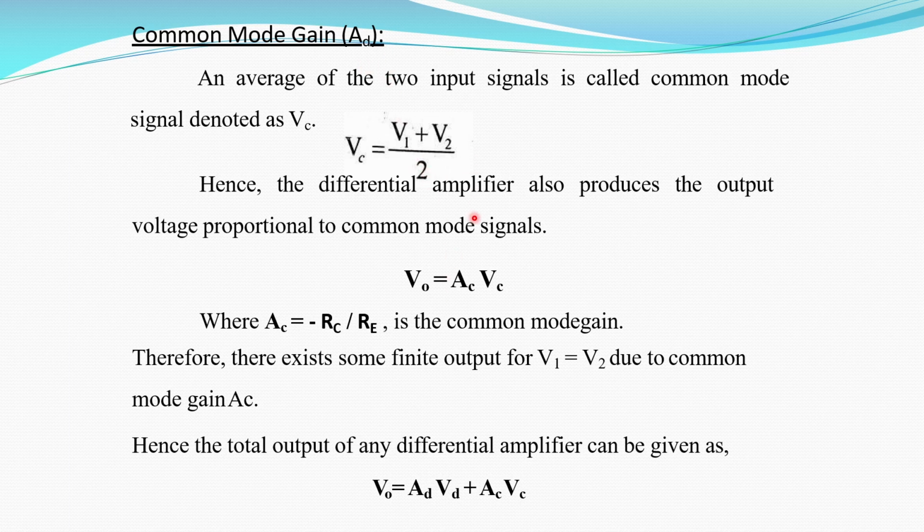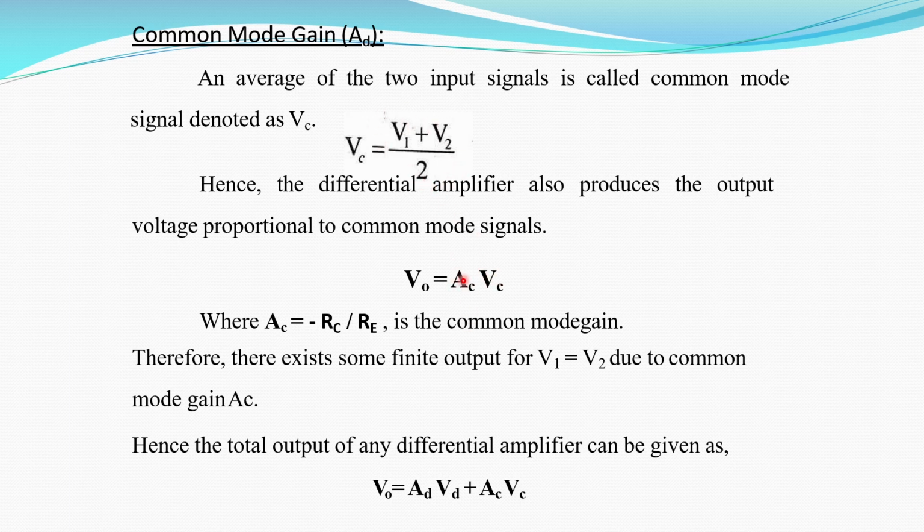In the same way, we calculate V naught for common mode signals. Hence the differential amplifier produces an output voltage proportional to the common mode signal. It is denoted as V naught equal to AC into VC. VC is nothing but the average value of the common mode signal.